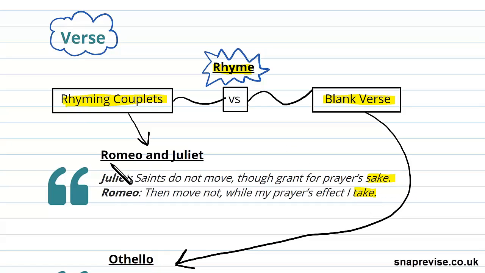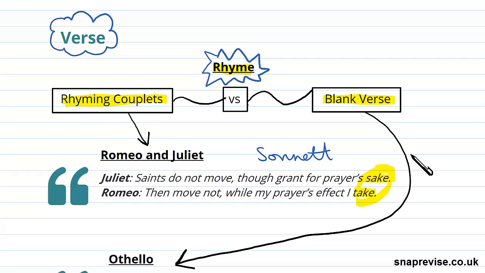So for example, we see here in Romeo and Juliet, Juliet says, "Saints do not move, though grant for prayer's sake." And Romeo says, "Then move not, while my prayer's effect I take." So we can see a rhyme between these two words here. And actually, this part of Romeo and Juliet forms the end of a sonnet. And we would expect to see a rhyming couplet at the end of one of Shakespeare's sonnets. So that is rhyming couplets.